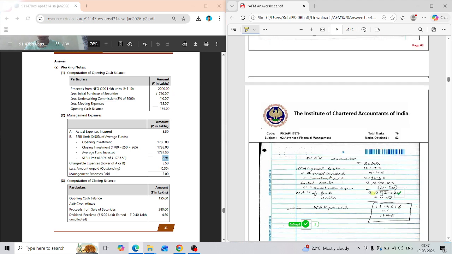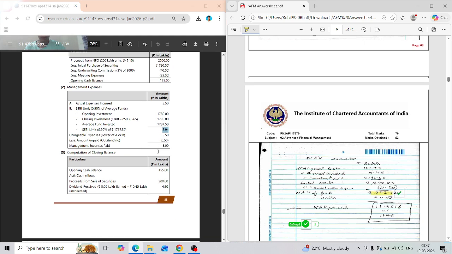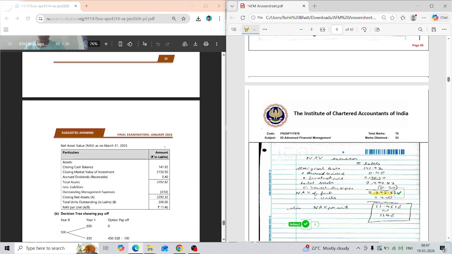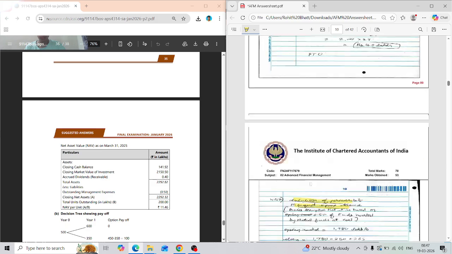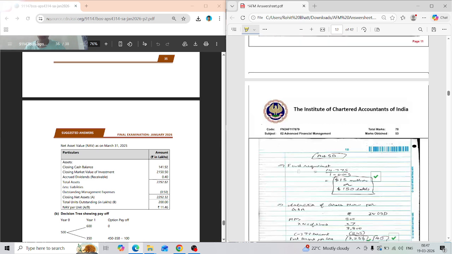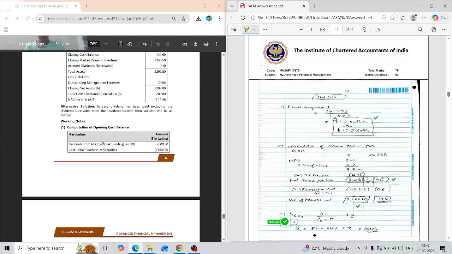Then the examiner has given me marks for the NAV of the fund, which in the alternate answer as per the suggested is 2292.32, and the final answer they had asked in 2 decimal places, so I went to 2 decimal places and got the full marks. So in this question I started with my best question and I have received 13 marks out of 14. This is the way you should start your answers.